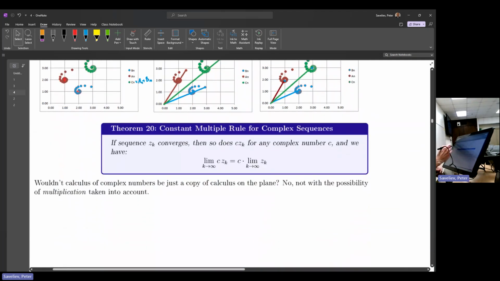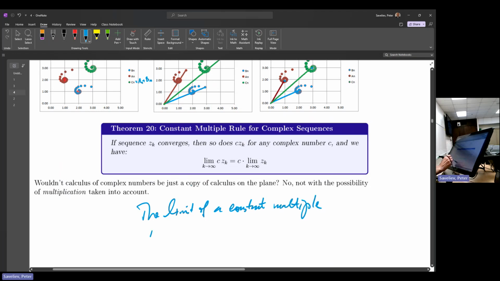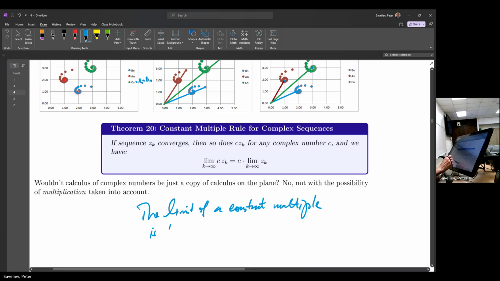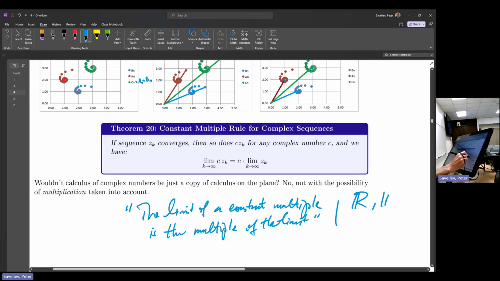Well, the same here. Once again, I can write it in words. The limit of a constant multiple is what? The multiple, yes, of the limit. Once again, this is about words. The words apply to R, Rn, or vectors, and now to the complex numbers.